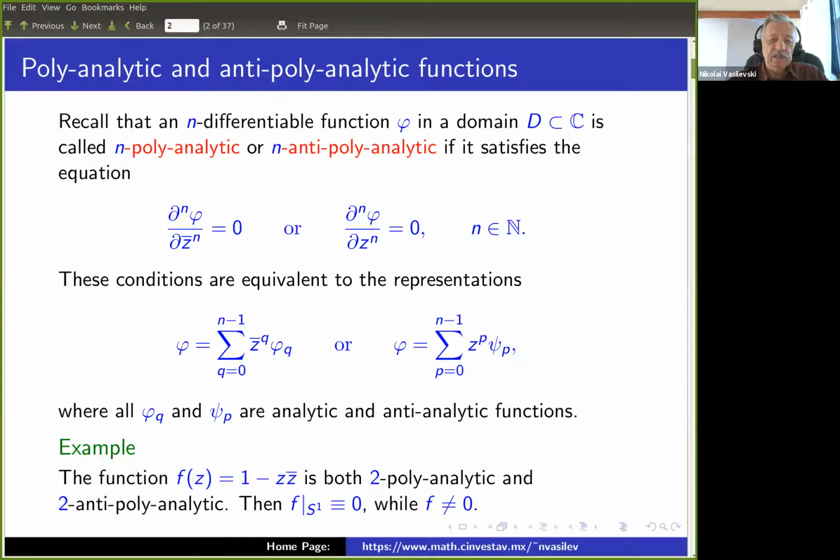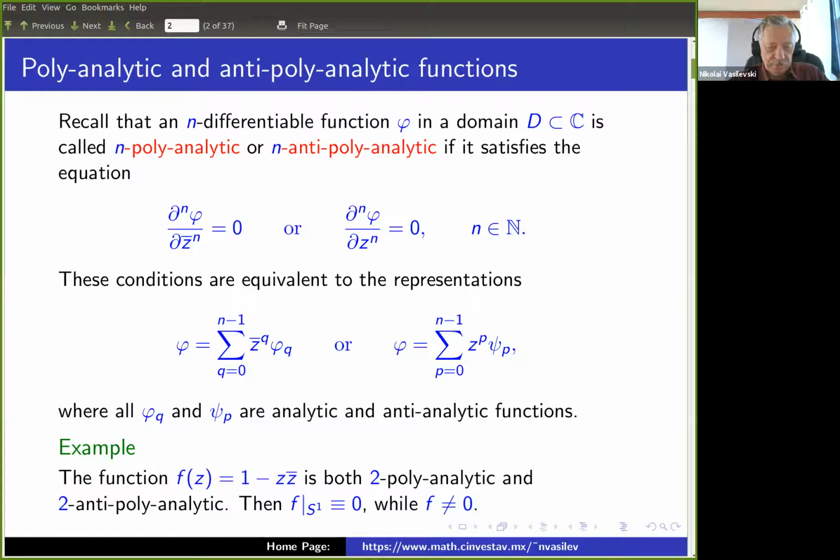It is known that these conditions are equivalent to the following representation. An n-polyanalytic function is just a polynomial in z bar of degree n minus 1 with analytic coefficients. And an anti-polyanalytic function, again, is a polynomial in the variable z with anti-analytic coefficients. They really have much in common with analytic functions, although they have some very different properties.